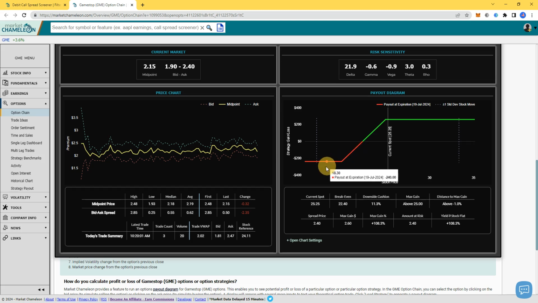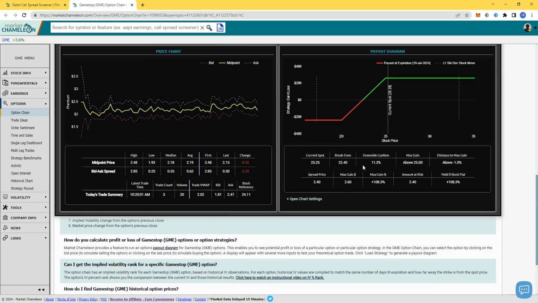And it says under 20 bucks, your max loss, even if it goes to zero, you can't lose more than 240 bucks. And what I just said is also in here. Current price, break even 22.40, downside cushion, max gain. It needs to go down 1% to still make max gain. And this is the yield, 108%. This is basically GameStop. Those yields are insane.